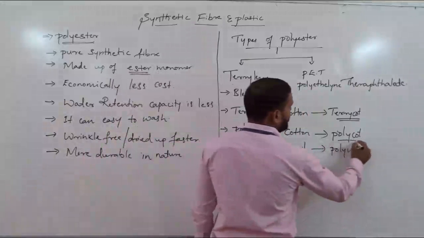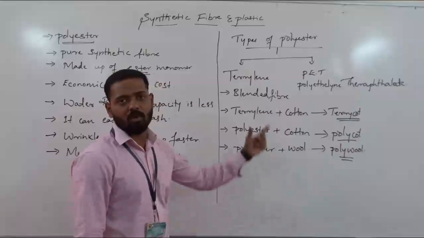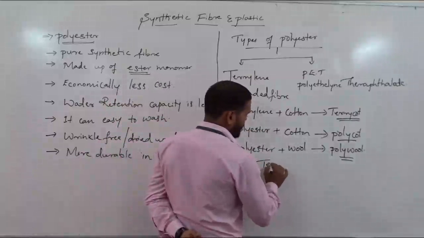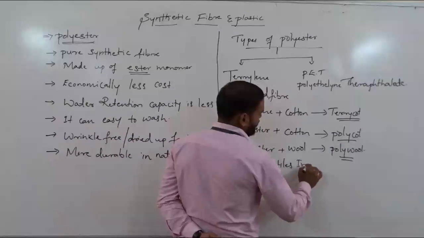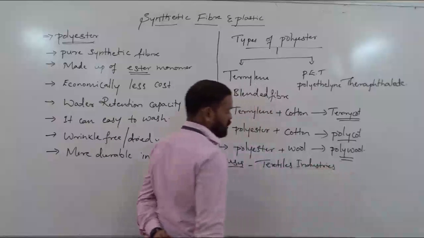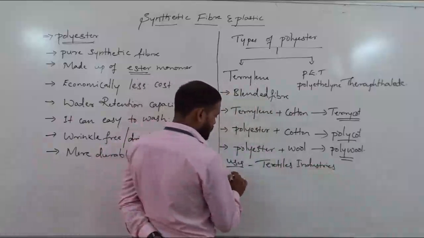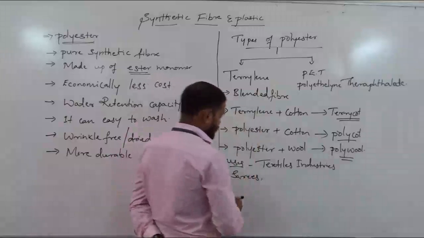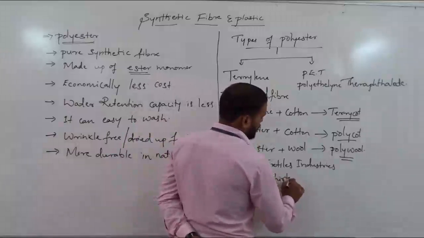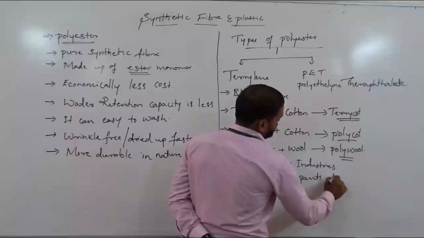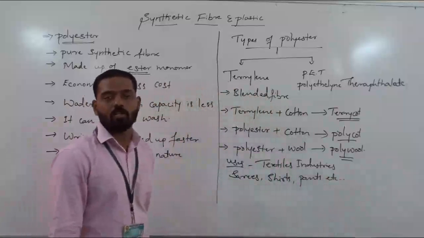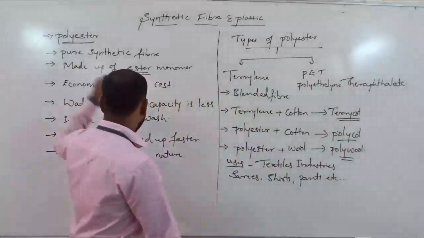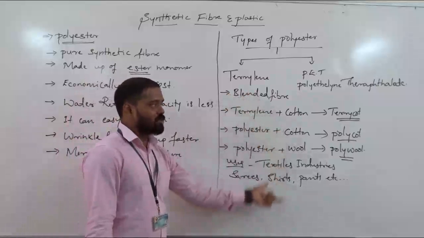Using this polycot and polywool, you can make varieties of fabrics. We use them basically in textile industries, in the manufacturing of sarees, shirts, pants, etc. You can make innumerable varieties of cloths and fabrics, and they become much more durable. We have seen the characteristics of polyester and its types.